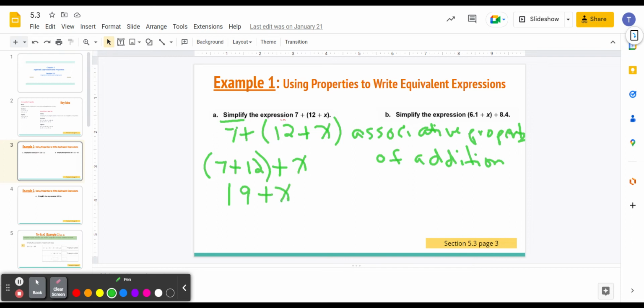Now, because we did our associative property of addition, 7 plus 12, we can simplify. And now we have 19 plus x. 19 plus x, we cannot simplify anymore. We have a term of 19 and we have a term of x. So this actually will be our final answer. Okay? So now I'm going to erase this. So if you need to pause and write this out, you may. And we're going to do problem B.